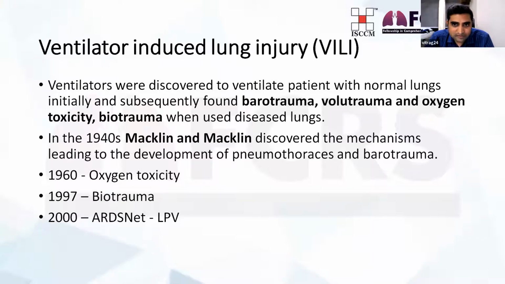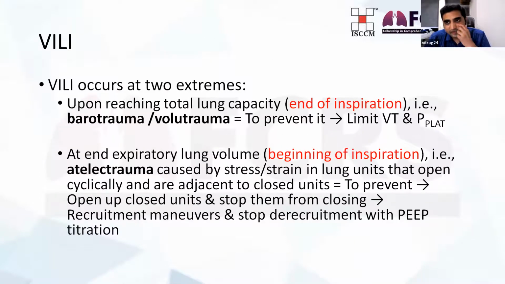So ventilator-induced lung injury, we have already discussed this, so we will not go into detail, but just to summarize, VILI occurs at two extremes. Upon reaching the total lung capacity at the end of inspiration, barotrauma or volutrauma occurs, and to prevent it, we have to limit our tidal volume to keep plateau pressure less than 30. And at the end of expiratory lung volume, that is beginning of inspiration, atelectrauma occurs by stress or shear pressure in lung units that open cyclically and close. And to prevent this, we have to open up all closed units together by recruitment and stop them from closing by using PEEP after recruitment to prevent de-recruitment.